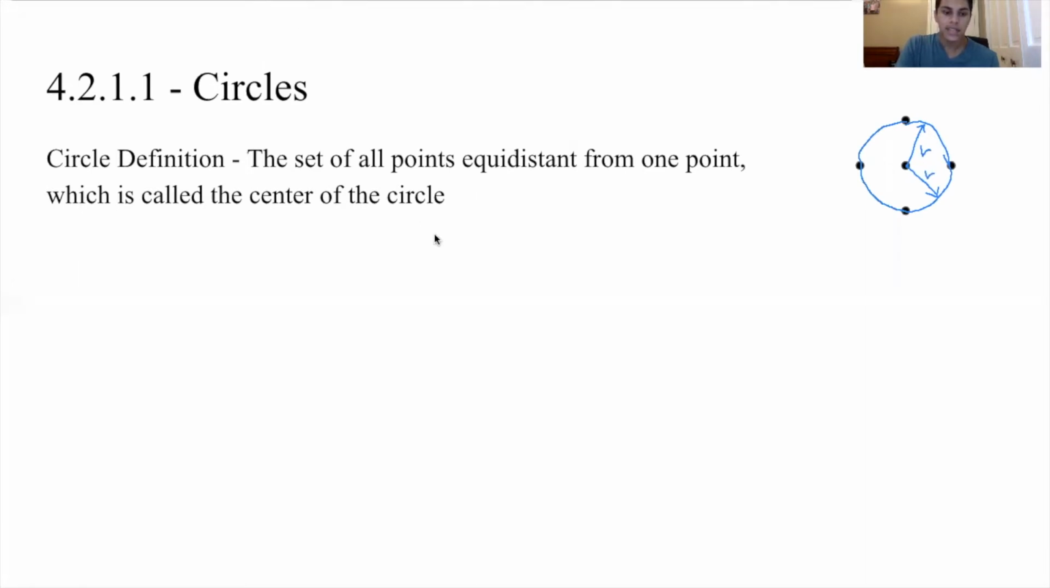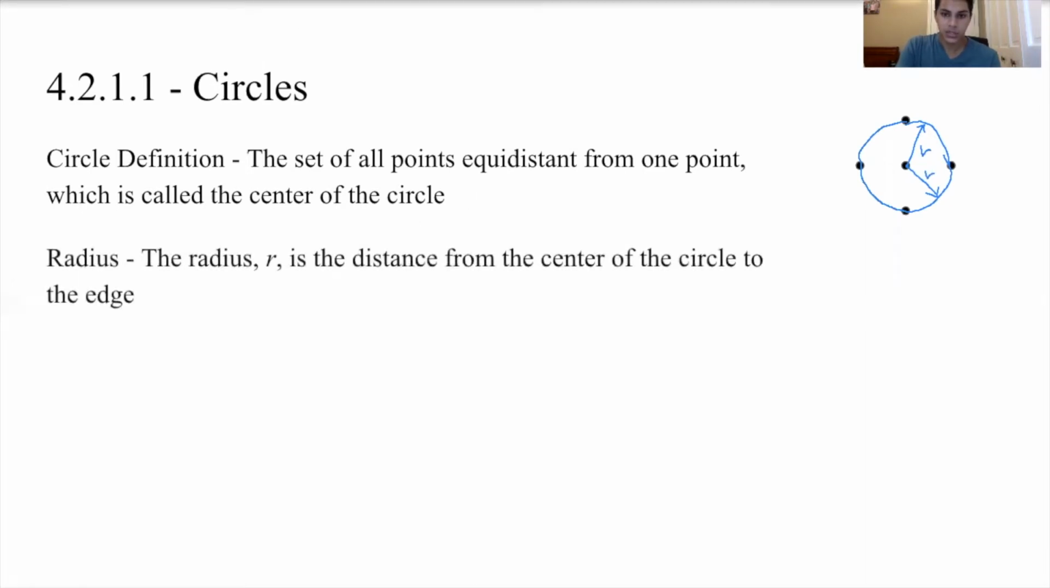Okay, so next is the radius, which I just mentioned. The radius is just the distance from the center of the circle to the edge, which I have here, and I labeled them both R. And it doesn't really matter where on the edge, because remember, the edge will always be the same distance away from the center. So anywhere, it's just the distance from the center to the edge.